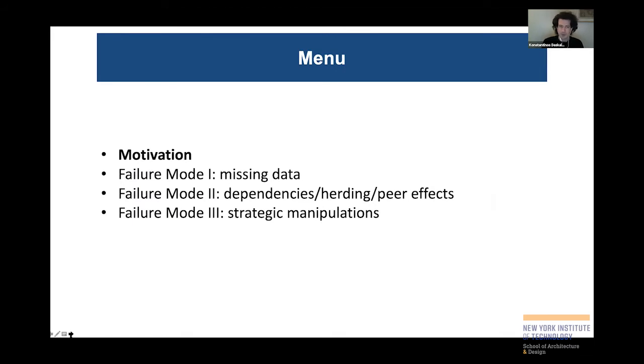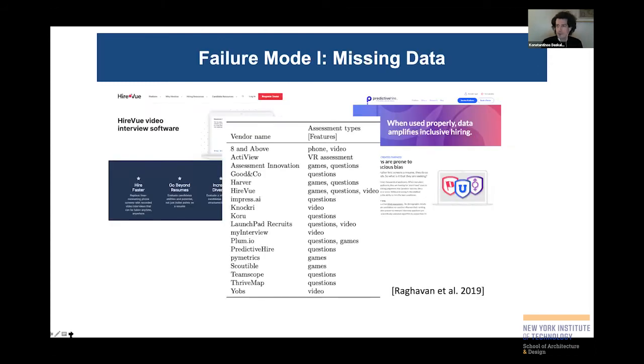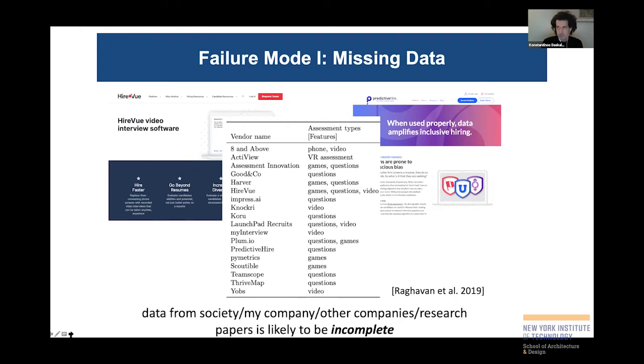And let me jump right into the first mode of failure, which has to do with incomplete data. So back to my example here, what one should appreciate is that data that you use to train your algorithm is coming from some society, some particular company, maybe a collection of companies, or from research papers. Data that comes from the real world is very likely to be incomplete. And if you train your model on incomplete data, your model is going to be biased.